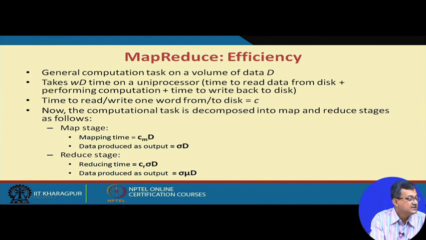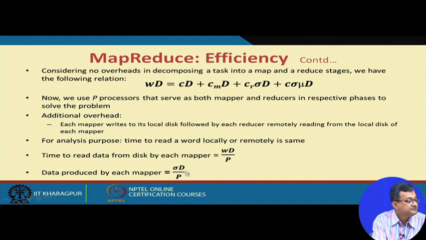So, this is not that difficult. The mapping time depends on how much data D every mapper is handling, and the data produced is from the particular mapper. The reducer's time is calculated with the C_R, and finally we have the reducer output. So, considering no overheads in decomposing the task into map and reduce stages, we can have the following relationship.